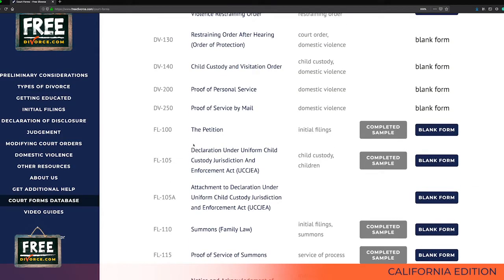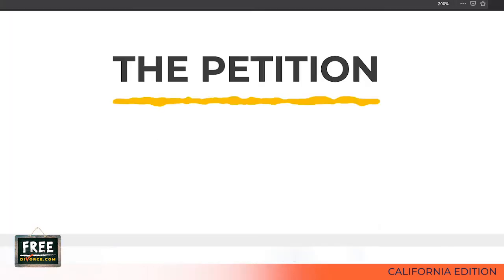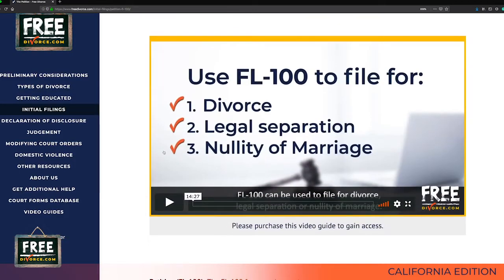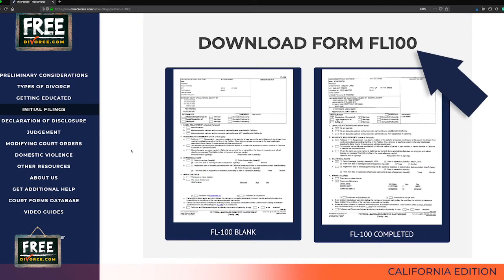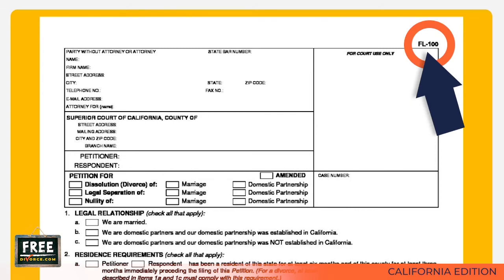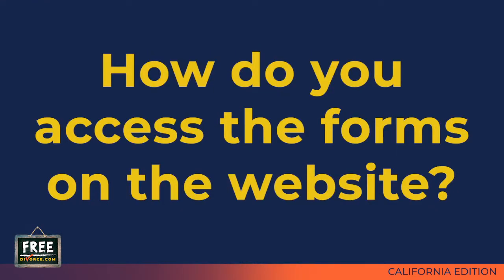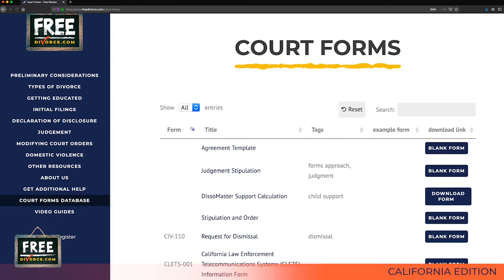In each section of our website where we discuss a particular court form, we first give you the name of the form, but we then primarily refer to the form by its number. When looking at a court form, you can always find the form number by looking at the top right-hand corner of the form. How do you access the forms on our website? You can access our court forms database from the freedivorce.com homepage. That will take you right to all the forms.